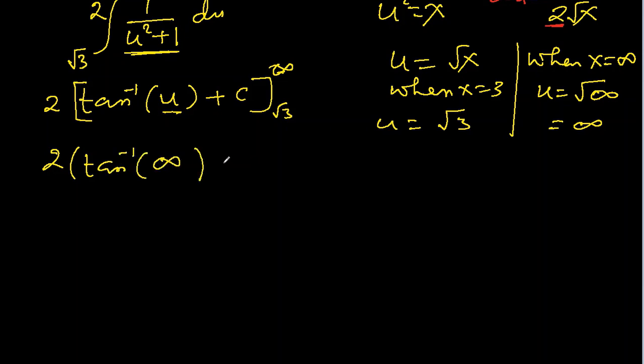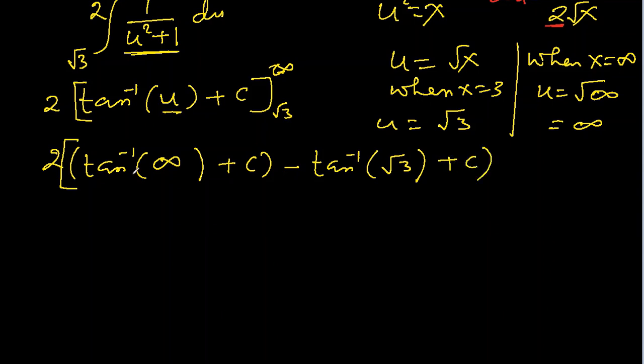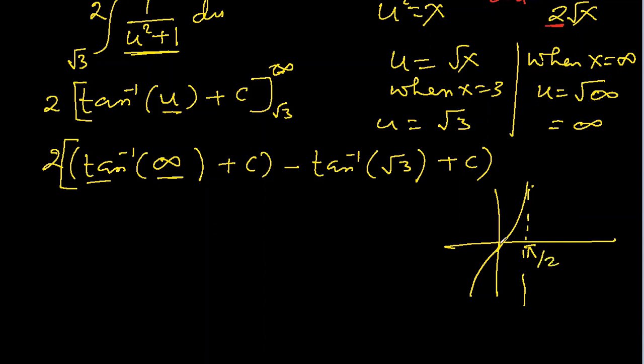infinity plus c, right? Let me put a bracket here so that we can subtract the remaining one. Tan inverse square root 3 and plus c. Now tan inverse infinity, if we look at the graph of tan, it looks like this. And there is an asymptote at pi over 2.